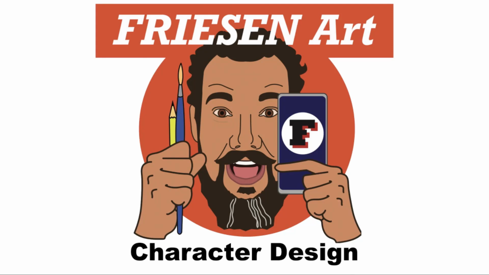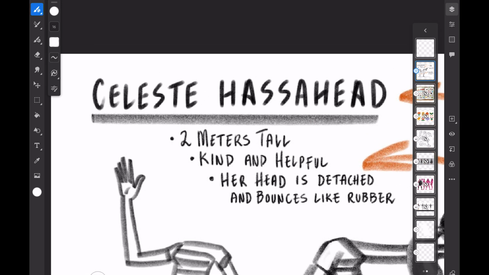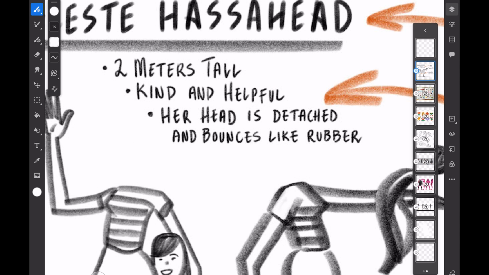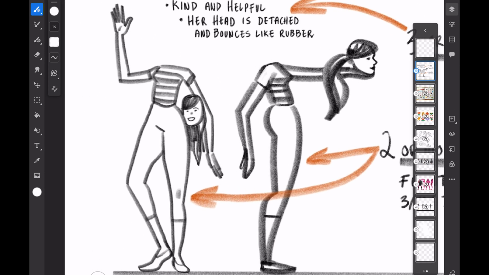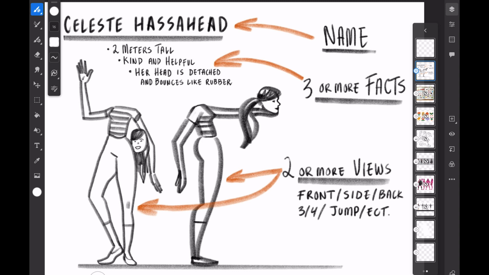Welcome to character design, where you will create a unique character that is interesting and that you'll be able to use for your comics coming up. So, what you're going to need to do is three things. Number one, come up with a name, three facts about the character, and then draw two views of what it looks like from different angles.